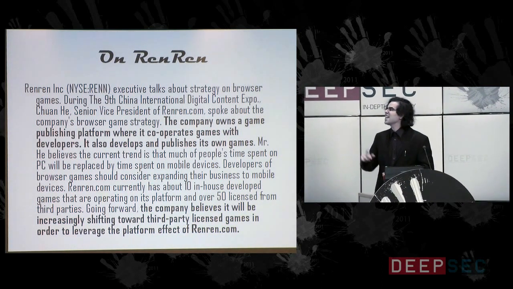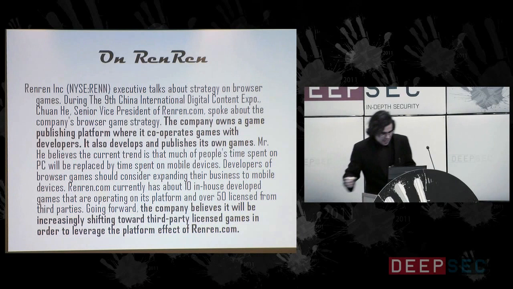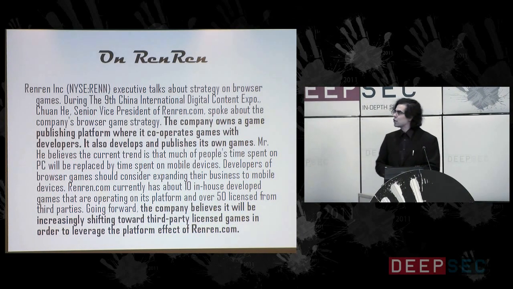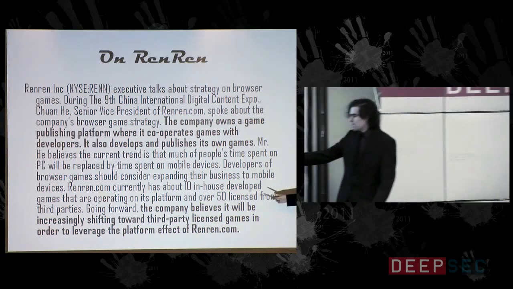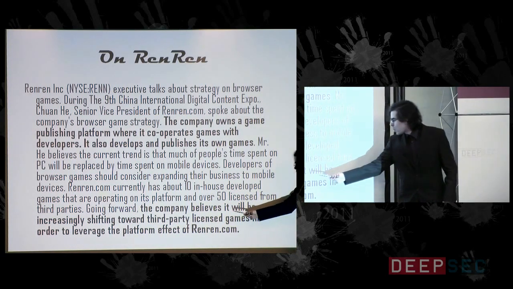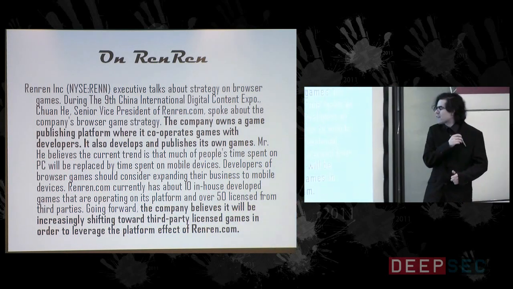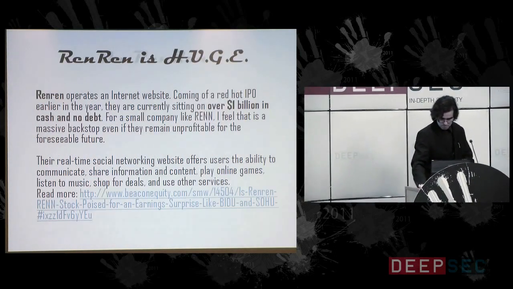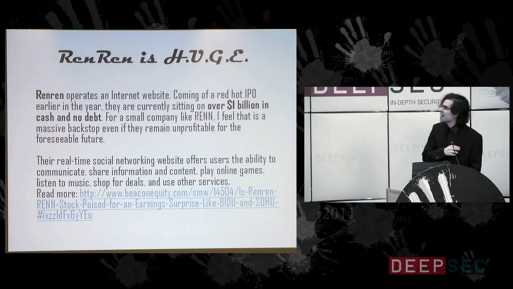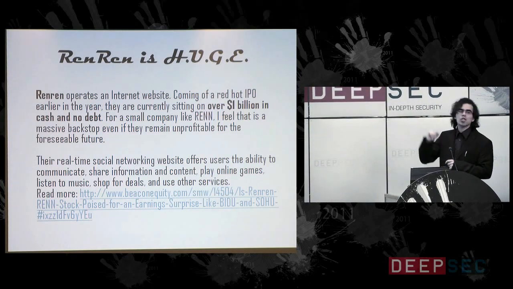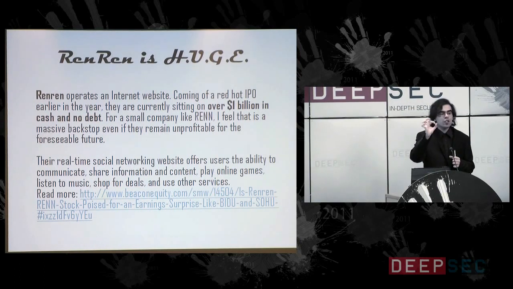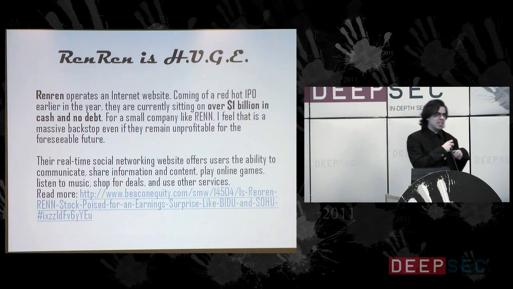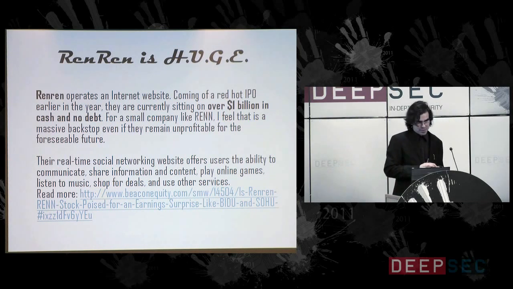But the next string, Renren, was much more interesting. Renren is a huge Chinese company. They are said to be the Chinese Facebook, and the really, really funny string was this. The company believes it will be increasingly shifting towards third-party licensed games in order to leverage the platform effect of Renren.com. And so, what do we know? Renren operates an internet website. That's another stock announcement. They are sitting on over $1 billion in cash, and they've got zero debt. So this is not like some American company, which is worth $10 billion, but has $15 billion of debt. These people actually have money.